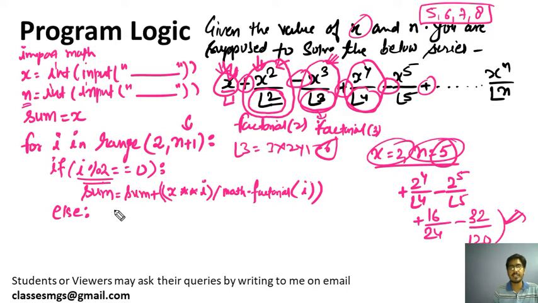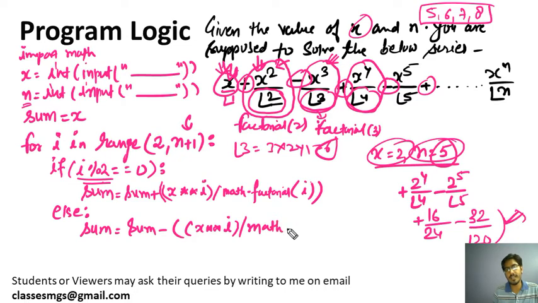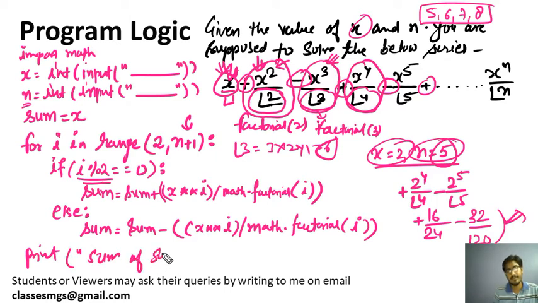even, then it means it is odd. So in that case I need to subtract it. So sum minus x double star i and then divide by math dot factorial i. So this is how you can build this logic, and at the bottom you just print the sum of series is, that is the sum. So this is very simple.